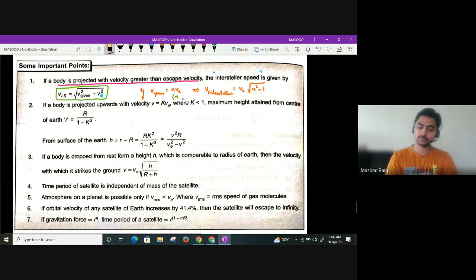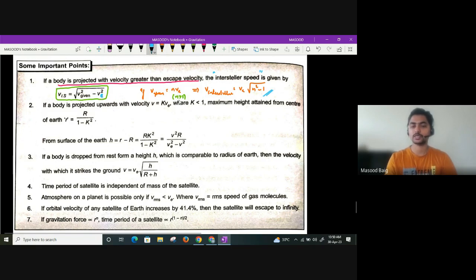If it is less than 1 means it is less than escape speed. It will not be moving into interstellar space. So whenever speed is more than the escape speed, then in that case what is going to happen? Object will go to interstellar space and move with a constant speed called as interstellar speed. Its speed is given as under root of speed with which it is being projected square minus escape speed whole square. If the speed with which it is projected is n times the escape speed, guys, then I can write interstellar speed as escape speed into under root of n square minus 1.